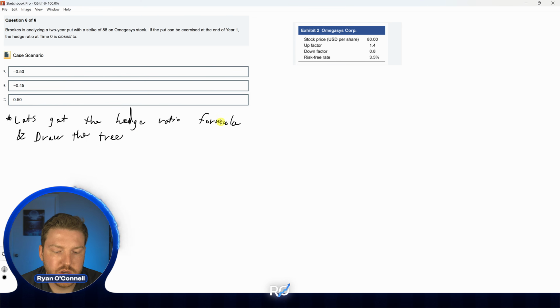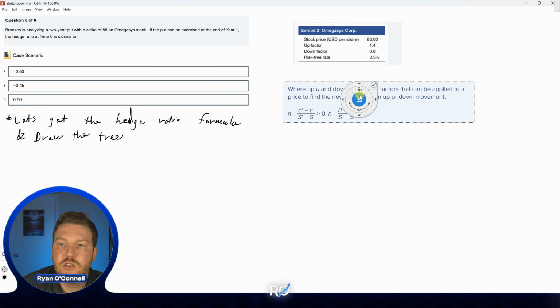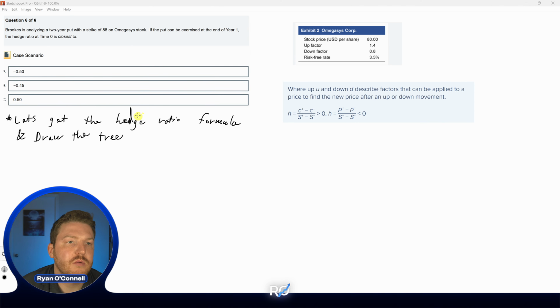All right, here we go. I'm going to paste it in here. Let's get the hedge ratio and draw the tree. So let's draw a tree out. We're analyzing a 2-year put with a strike of 88. And then we can draw out this tree.